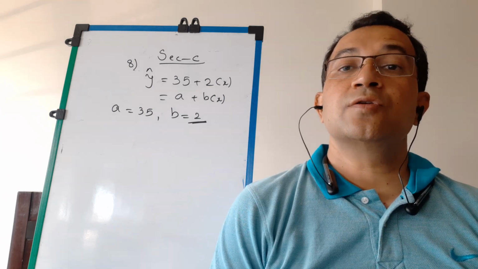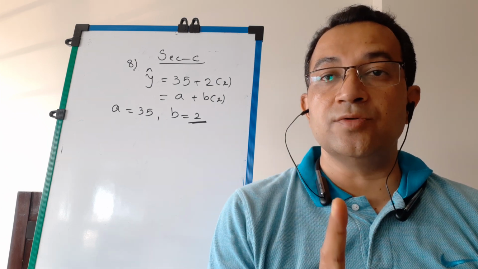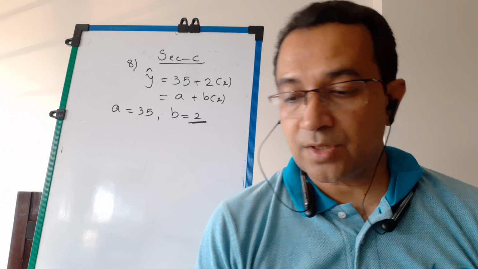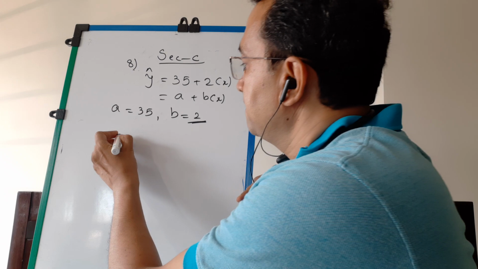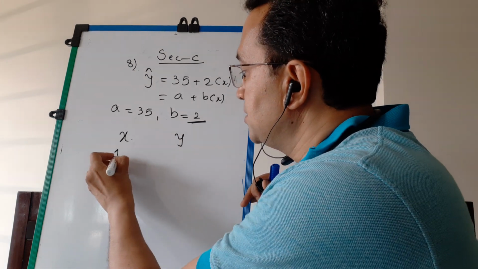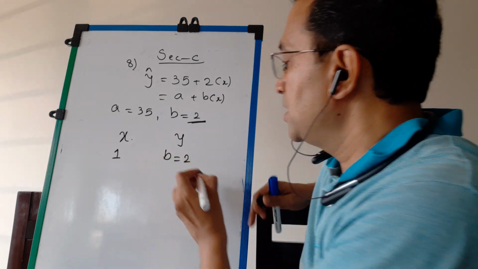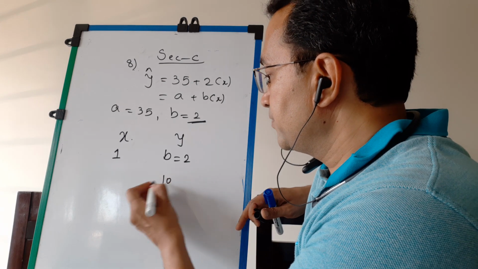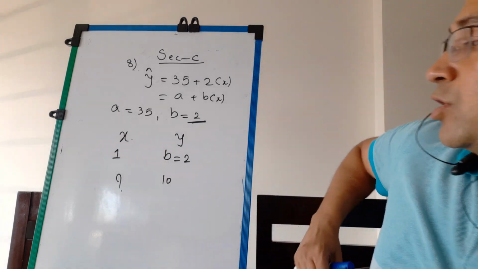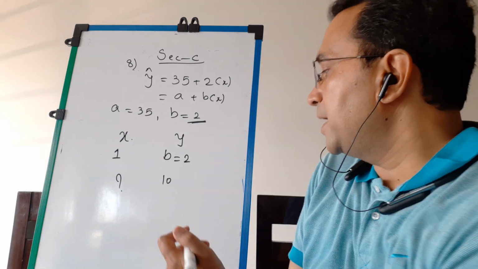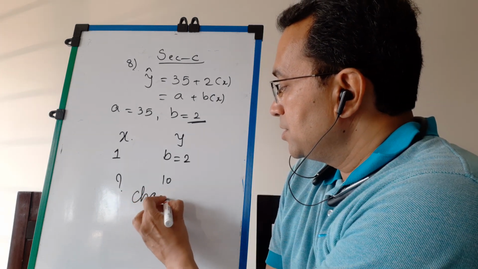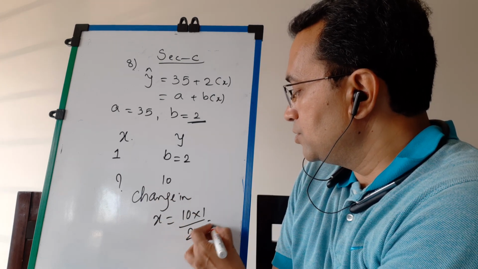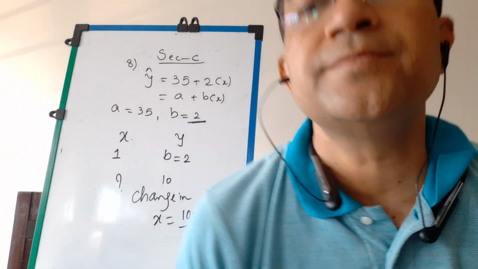Now in the interpretation of b, we have told: when x changes by 1 unit, y changes by b units. So if the value of y is to be increased by 10 units, what should be the corresponding change in x? Change in x will be 10 into 1 by 2. So how many units? 5.